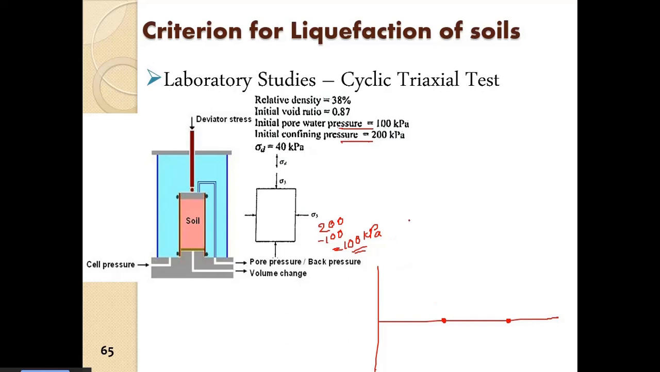Now when we apply sigma d, this is an undrained condition. So volume change is not allowed. There is no drainage from the sample. So undrained.